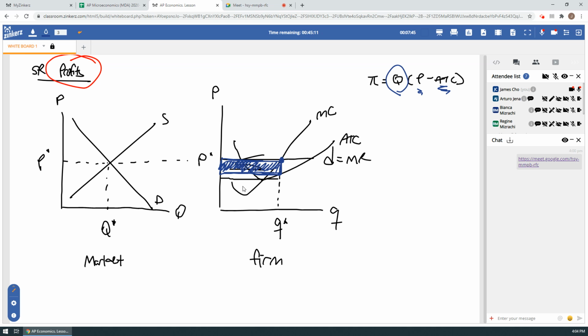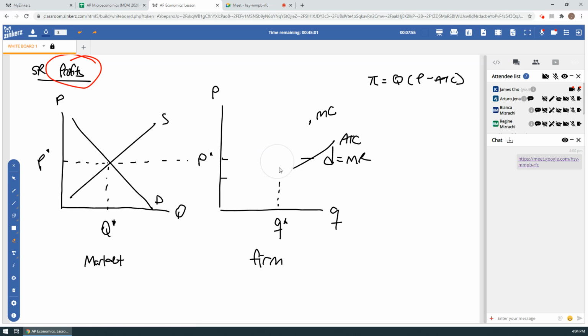Okay? All right. So let me just get rid of a couple things there. Let me just redraw this really quick. Okay.